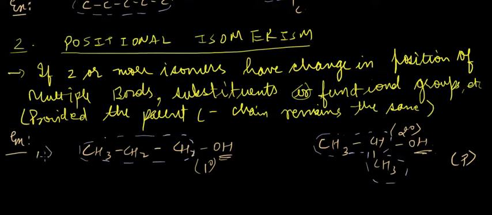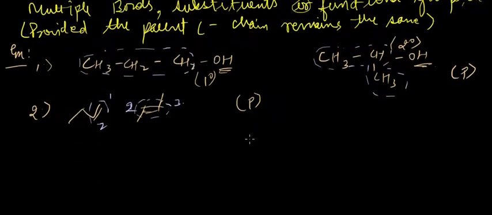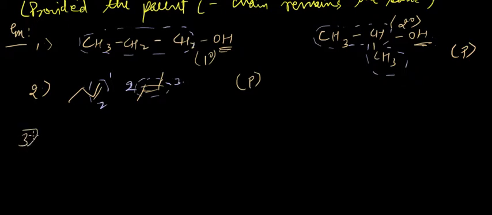Let's take a look at another example wherein we change the position of the pi bond. The pi bond here was between the first carbon atom and the second carbon atom, and here the position of the pi bond is between the second carbon atom and the third carbon atom. Hence the location of the pi bond changed, so it is an example of positional isomer. Let's look at some more examples.